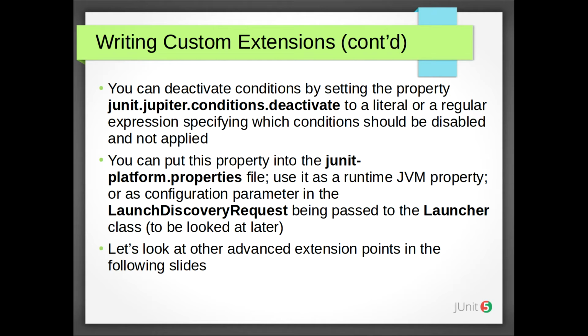So let's go on. You can deactivate conditions by setting the property junit.jupyter.conditions.deactivate to a literal or regular expression specifying which conditions should be disabled and not applied. You can put this property into the junit-platform.properties file, use it as a runtime JVM property, or as a configuration parameter in the launch discovery request being passed to the launcher class, to be looked at later in the next lecture.